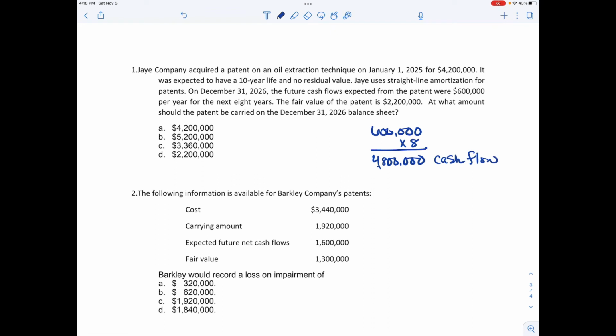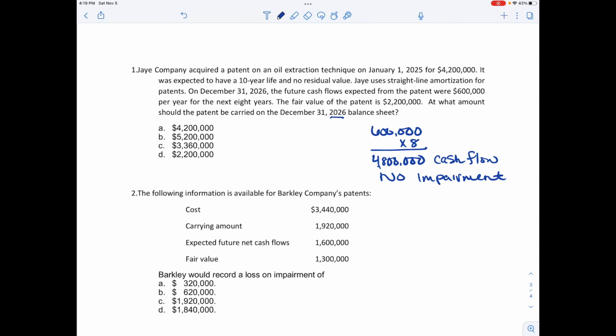I'm going to compare that to my carrying value. My carrying value is that 4.2 million. My cash flow is greater. There's no impairment. Look at that first. So then, what they want to know is what amount should the patent be carried at December 31st, 2026.